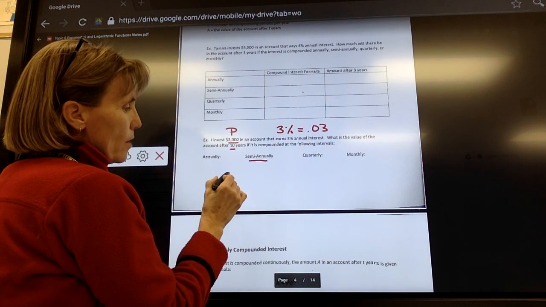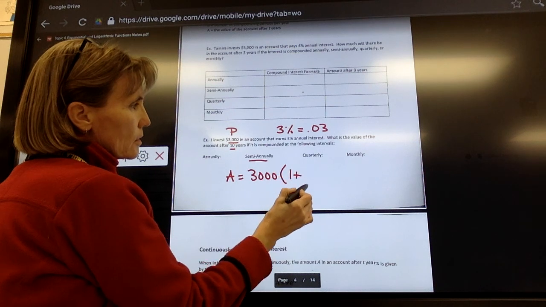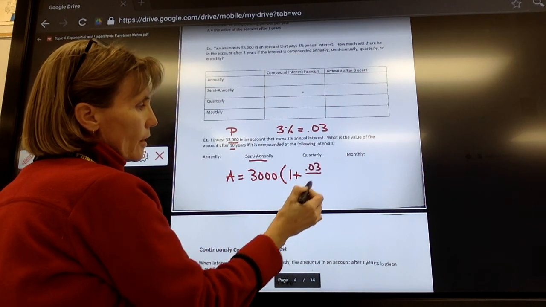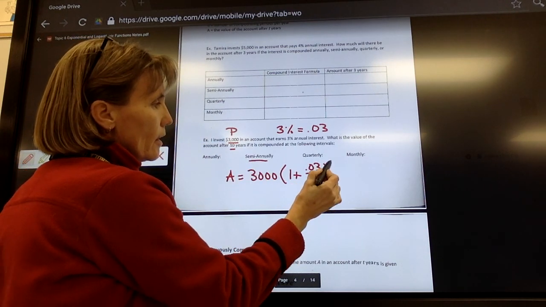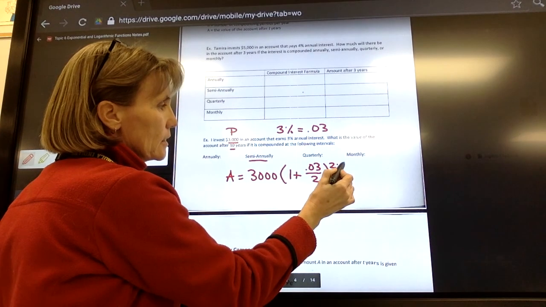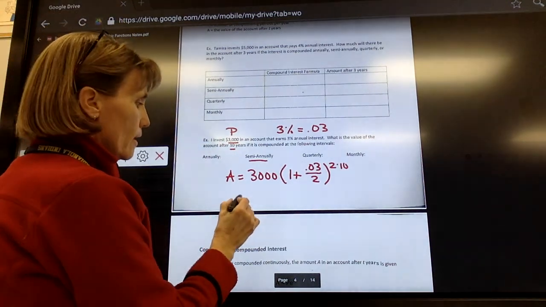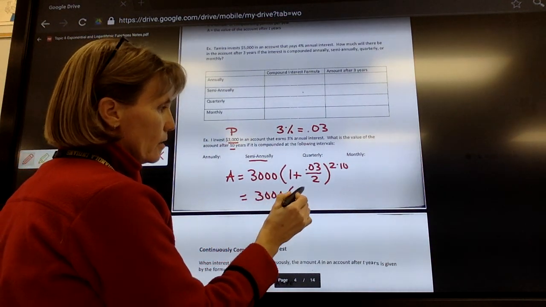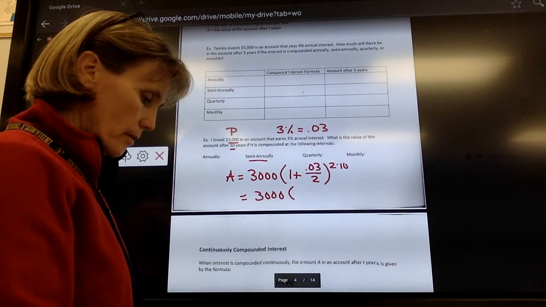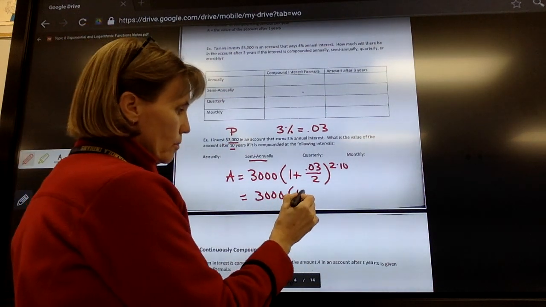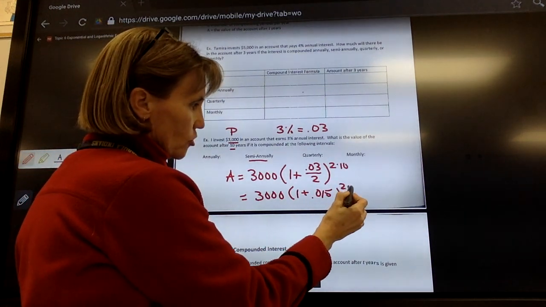So my amount is going to equal 3,000 as my principal, times 1 plus the interest rate as a decimal divided by the number of times I'm compounding. Semi-annually, n is 2, and I raise it to the n times t. T is 10 this time. Notice that n goes into both of those spots in the formula. This is $3,000 times 1 plus 0.03 divided by 2, which is 0.015, and I can multiply 2 times 10 and get 20.